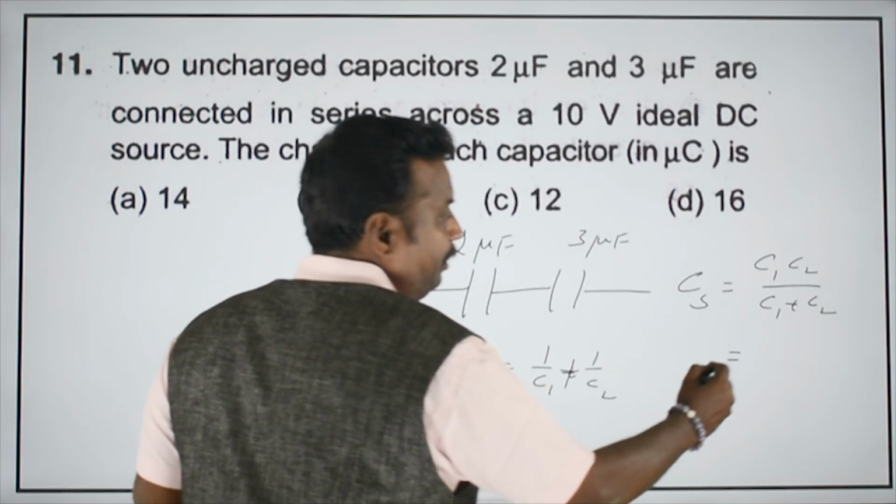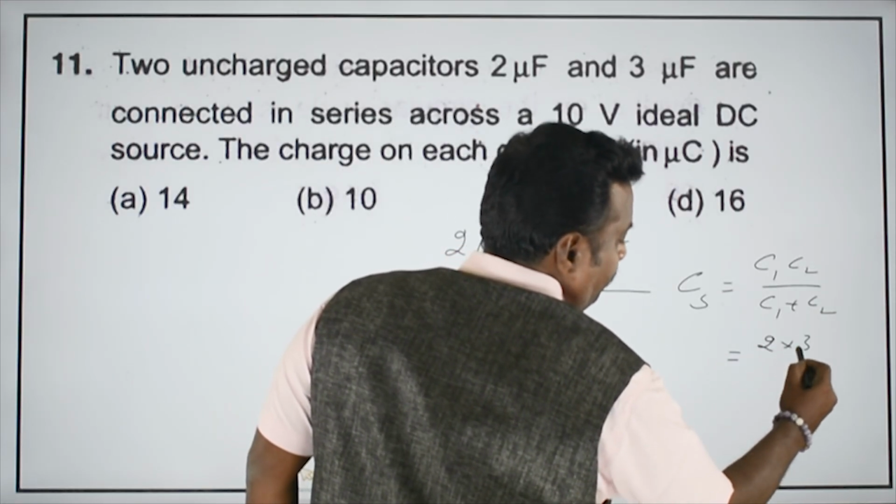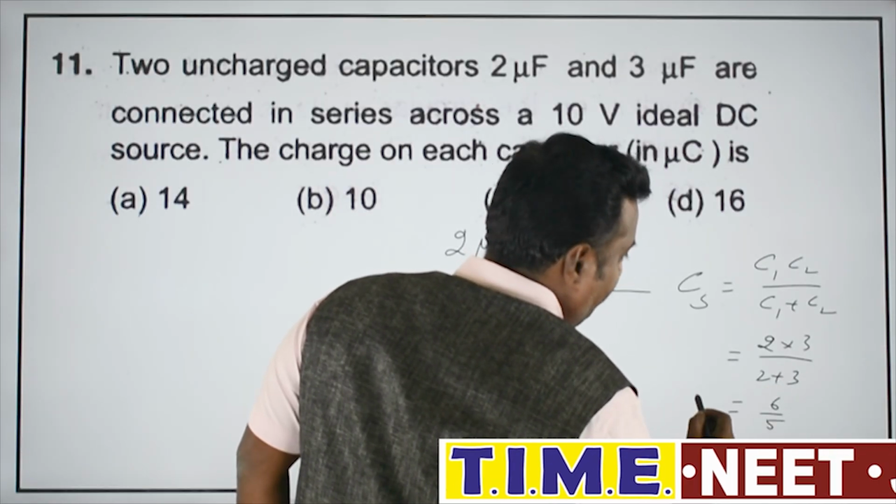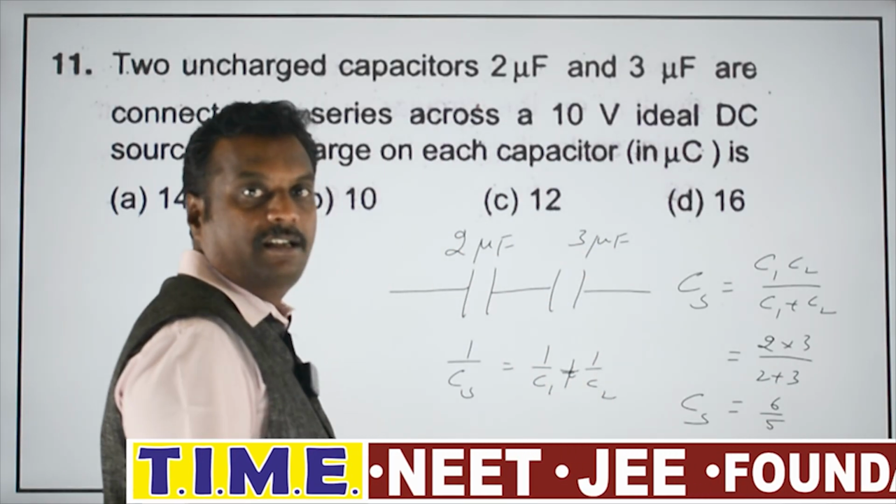So 2 into 3 by 2 plus 3. Our answer will be 6 by 5. So the effective capacitance is 6 by 5.